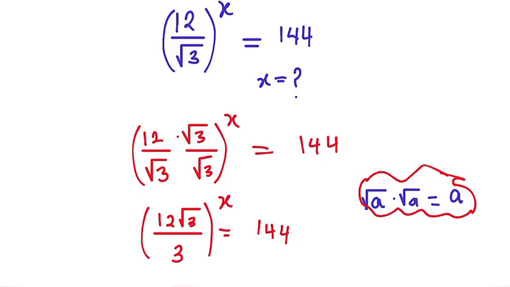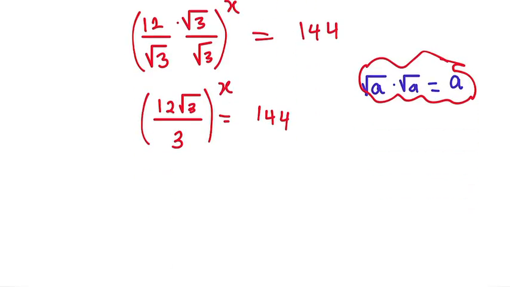Alright, so moving on, you'll see that 3 here, 1, 3 here, we're going to have 4. So we have 4 root 3, then all to the power of x, then equals 144.